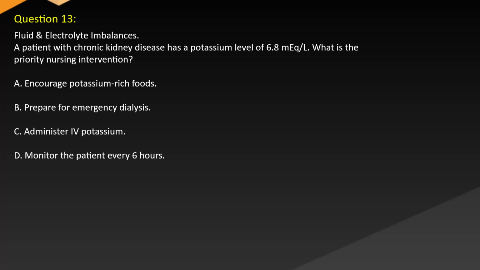Question 13. Fluid and electrolyte imbalances. A patient with chronic kidney disease has a potassium level of 6.8 mEq/L. What is the priority nursing intervention? A. Encourage potassium-rich foods. B. Prepare for emergency dialysis. C. Administer more potassium. D. Monitor the patient every 6 hours.